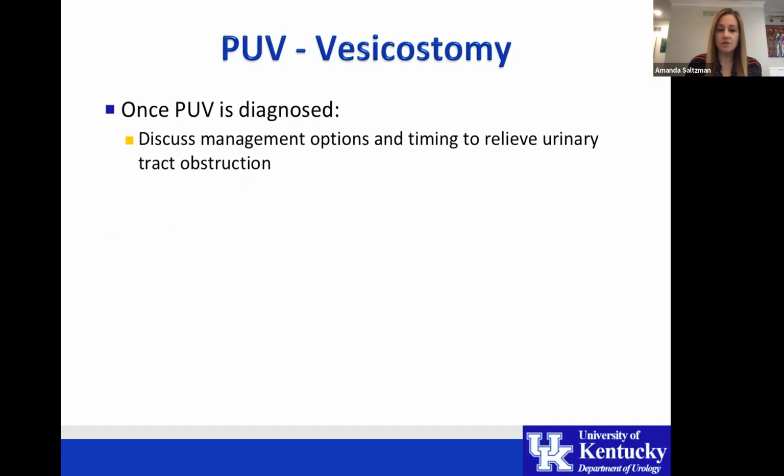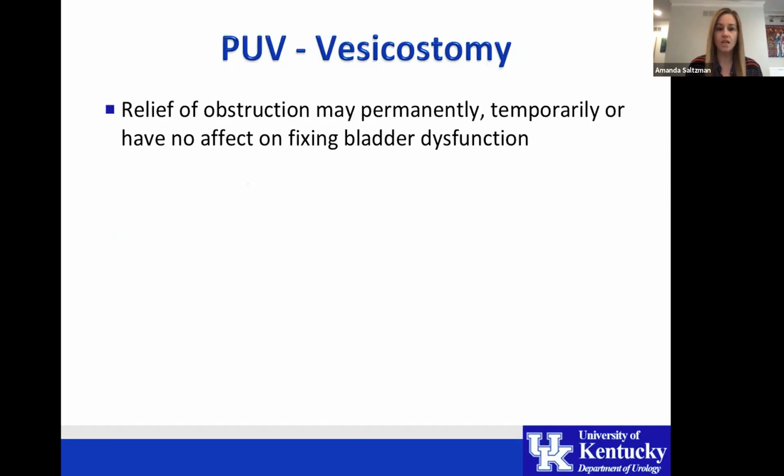Once you diagnose posterior urethral valves, it's very obvious you need to discuss your management options and your timing to relieve the obstruction, but there are other things you need to consider too. There are possible antibiotics, the consideration for Ditropan, and also discussing circumcision with these families. I would recommend that you discuss circumcision early so that whatever intervention you do, you can potentially time that at the same time as your intervention. We know through multiple studies that when you relieve the obstruction, you may or may not permanently or temporarily fix the bladder dysfunction.